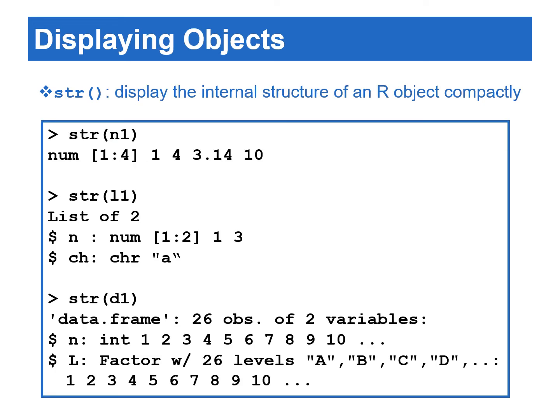Once an object is created, we can examine its content by printing the object. However, most of our objects are very large, and they are not suitable for printing. Instead of printing the entire object, we can use the str function to display the internal structure of an object compactly. For example, when using the str function to display the D1 data frame, it only lists the first few elements of each variable.